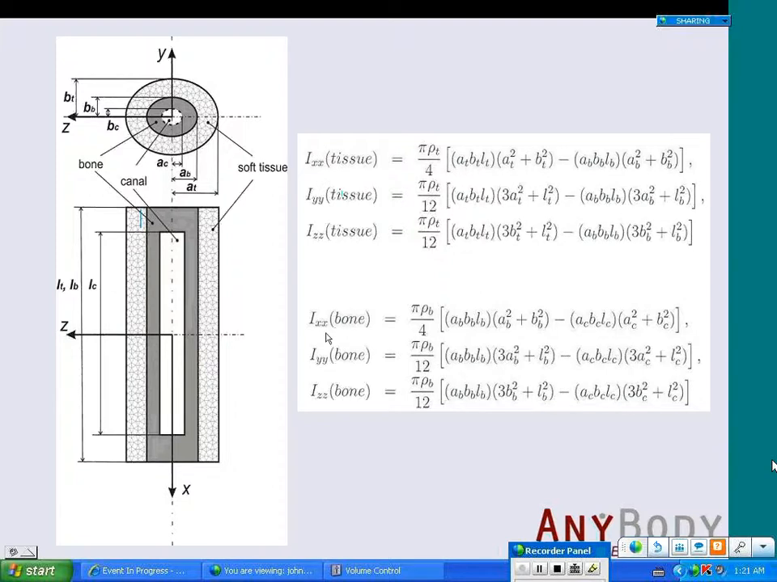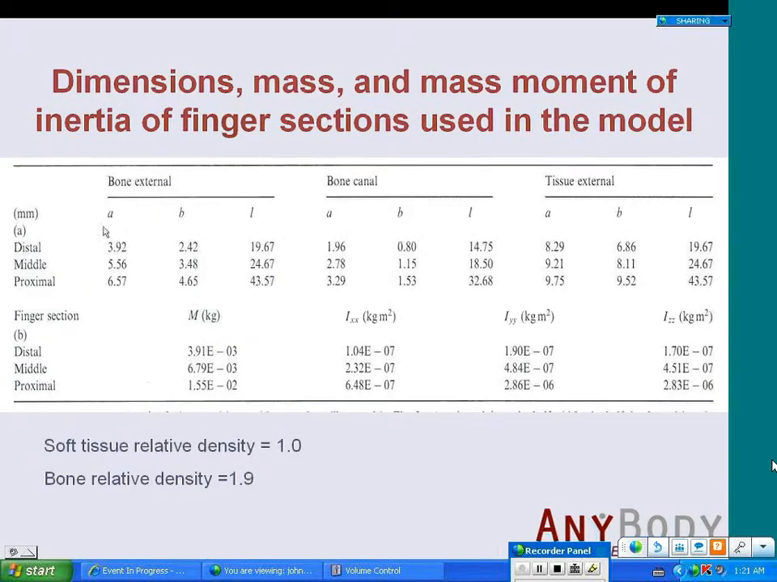IXX of tissue plus IXX of bone, for example, is the total. The sum of these is the total mass moment of inertia of that finger section. This table shows all these dimensions. The bone is external, has dimensions A and B, and the length is L. A and B are the elliptical radii in two directions. Then the distal, middle, and proximal finger sections have different length dimensions.